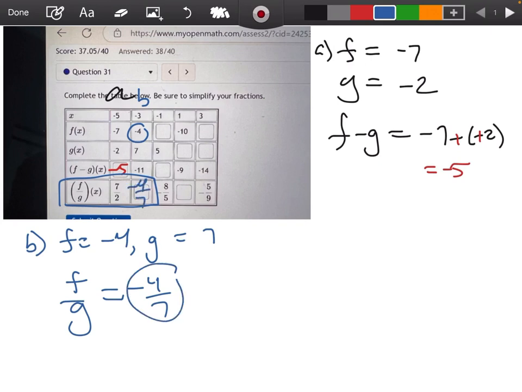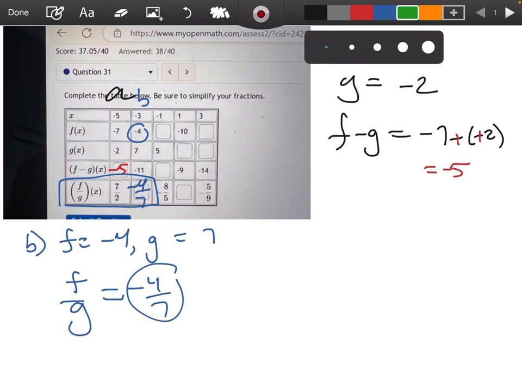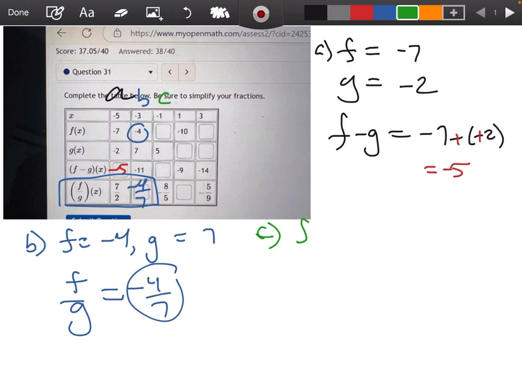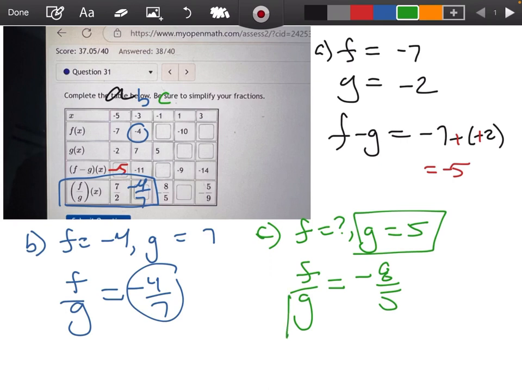Okay. Let's call this part C. In part C, let's see what we know. We do not know the value of f. We know the value of g is 5, and we know that f divided by g is -8/5, okay? So if we already know that g is 5, that's telling me, my friends, f has to be -8. So I'm going to put a -8 right here.